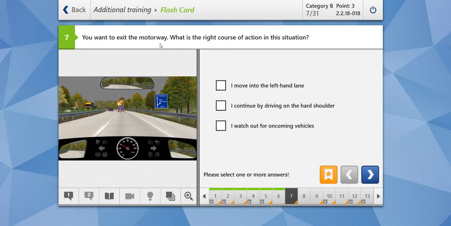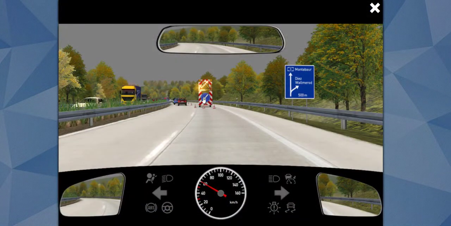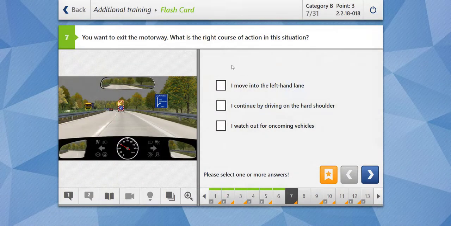You want to exit the motorway. What is the right course of action in this situation? Now we want to exit the motorway, but what we see is there is construction going on and there is a diversion. It means if you want to exit the motorway, then you have to switch the lane and come towards the left-hand lane. I move into the left-hand lane. Yes, this is the only possibility.